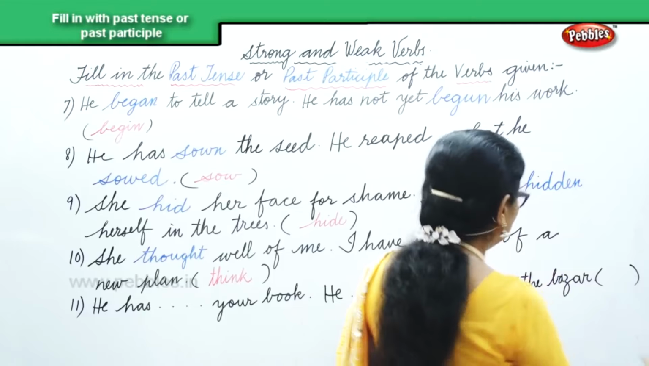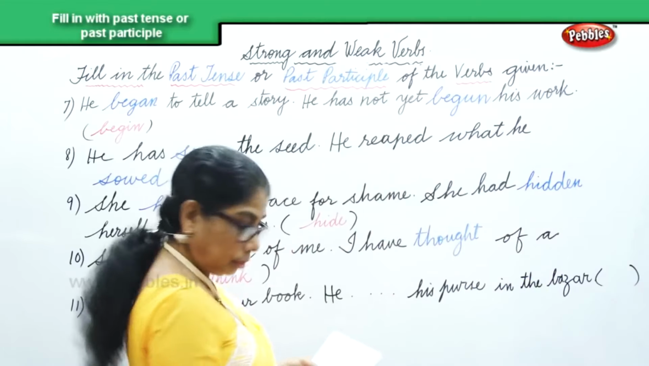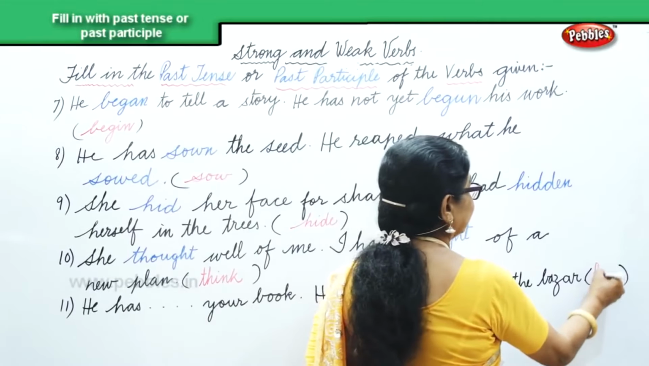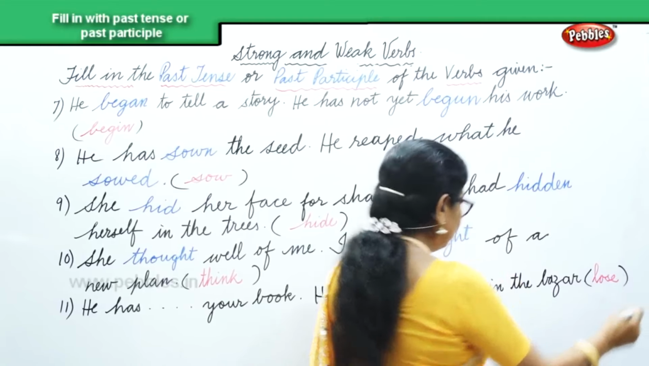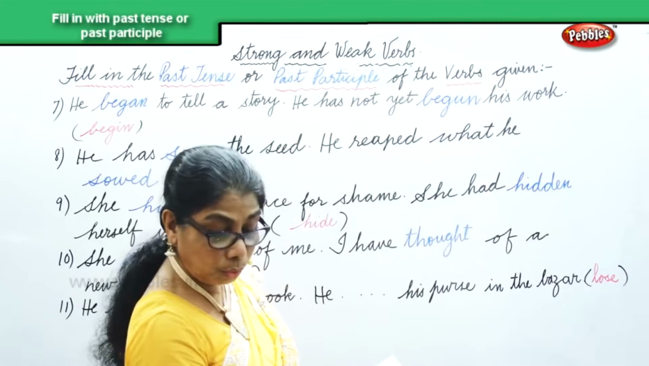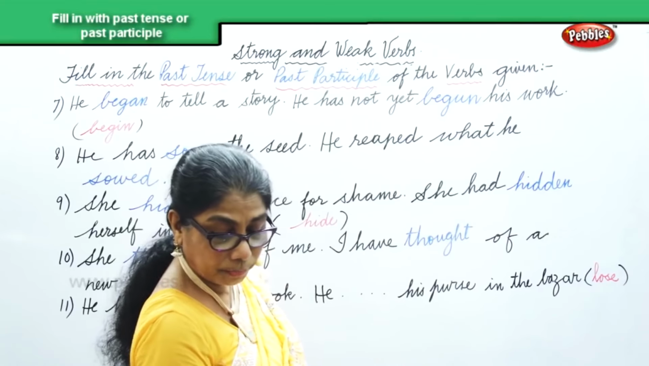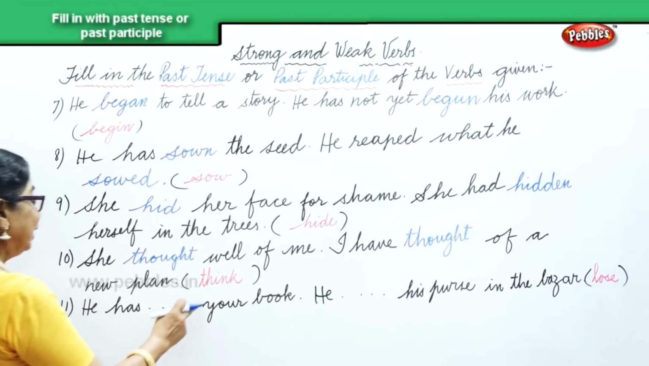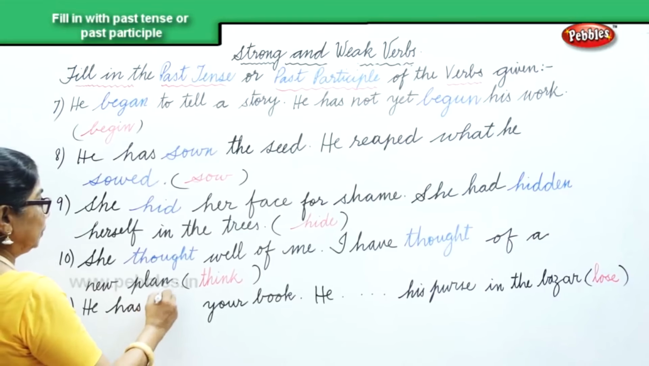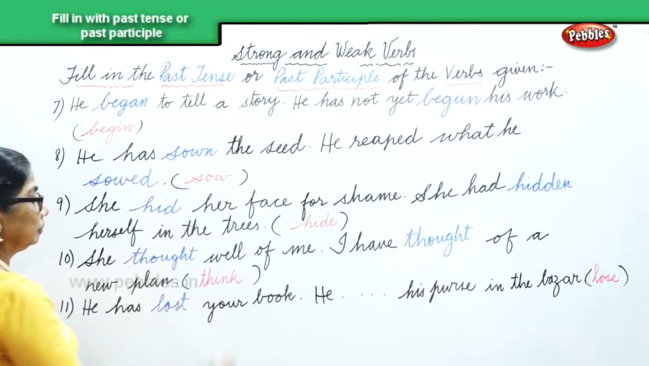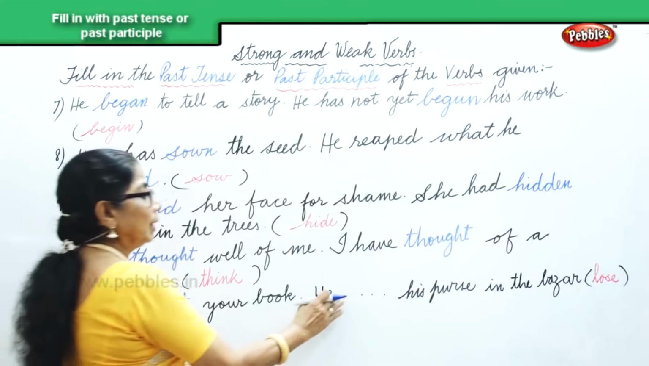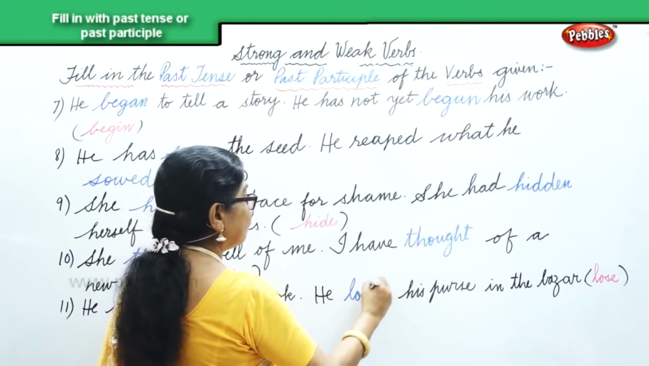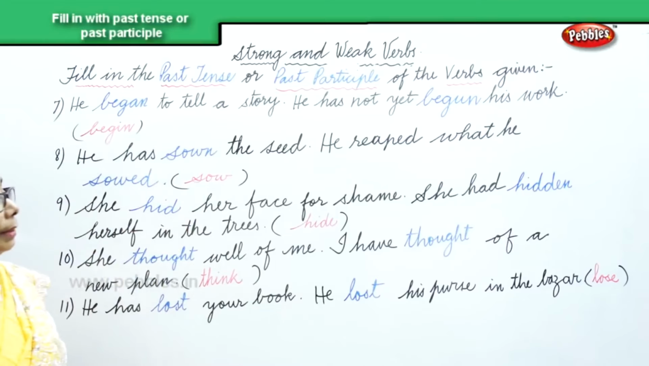And the verb given to you is lose. Lose, lost. For both past tense and past participle, we'll use lost only. He has lost your book, past participle. He lost his purse, past tense. He lost his purse in the bazaar.